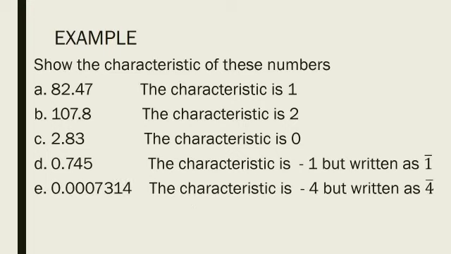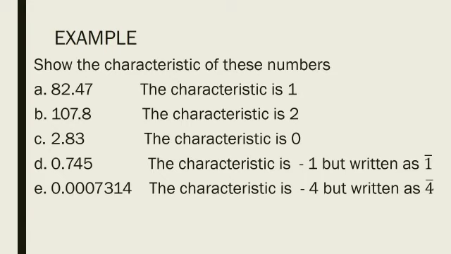Look at the last one I have here: 0.0007314. The first significant digit there is 7, and that 7 is 7/10,000. And we know that 10,000 has 4 zeros, and that's why we are having 4 there. But because it is after the decimal point, we are having it as negative, written as bar 4. So that explains how you can determine the characteristics of your numbers under the logarithm.